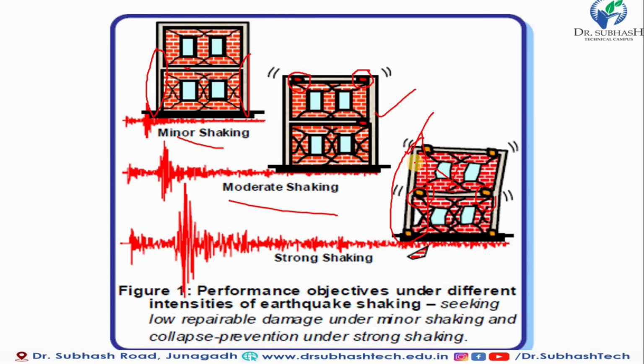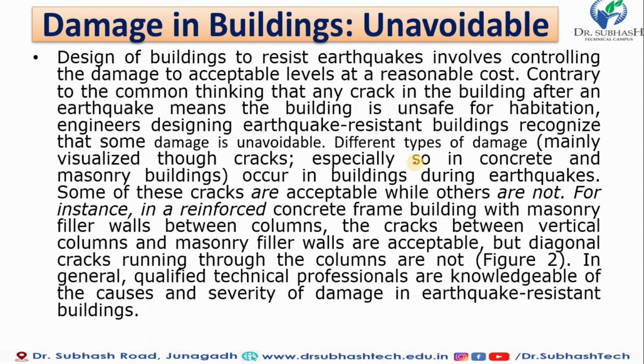So under these 3 cases, our building should be identified as being under moderate shaking, minor shaking or strong shaking. Likewise, we analyze or design per the earthquake resisting code so that our building is not so intensively designed and costly that it is not affordable for the client. So the performance objectives under different intensities of earthquake shaking are represented with these 3 criteria: minor, moderate and strong.